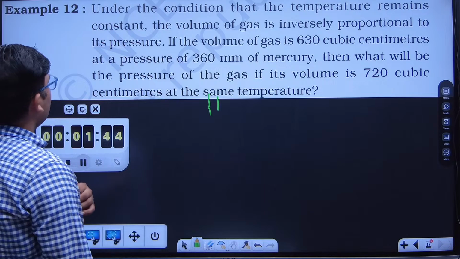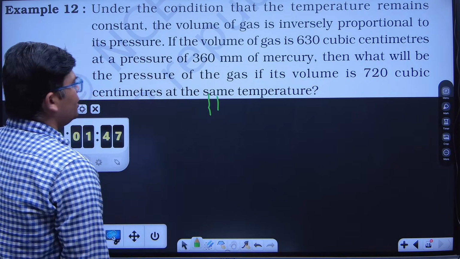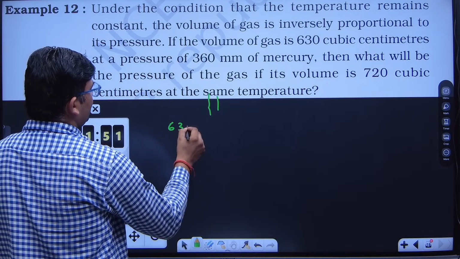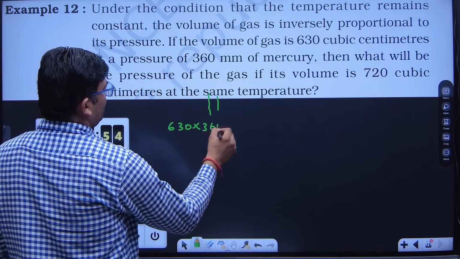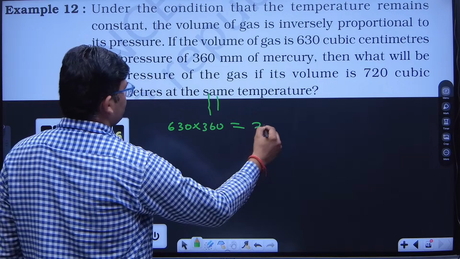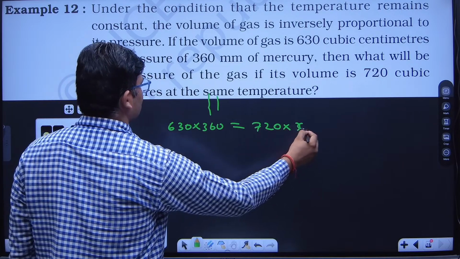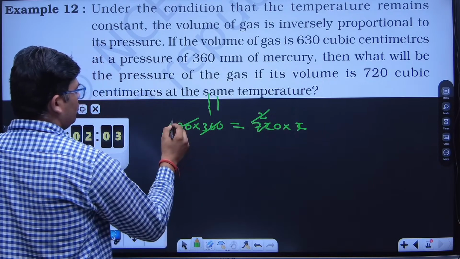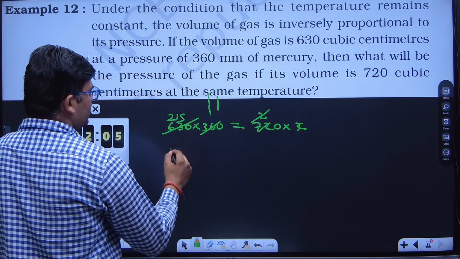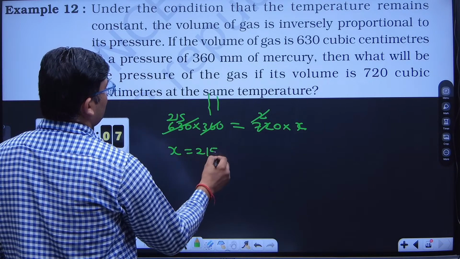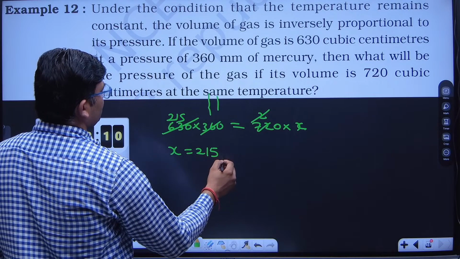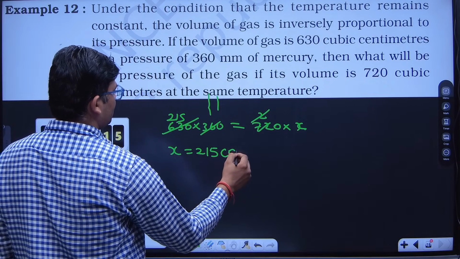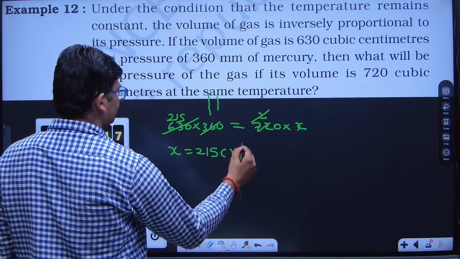So we say if the volume of the gas is 630 cubic centimeters at a pressure of 360, that means 630 into 360 must be equal to 720 into x. So 360 into 2 is 6. So the answer is 215 what? Cubic centimeter. Alright. Sir, 215?